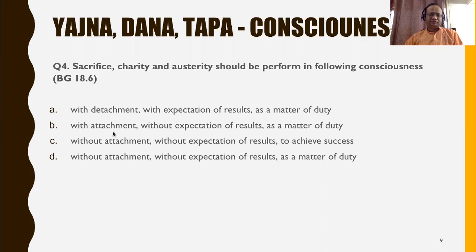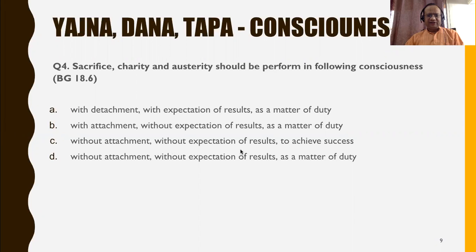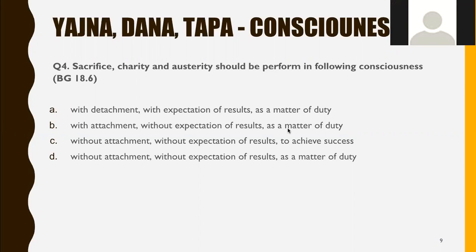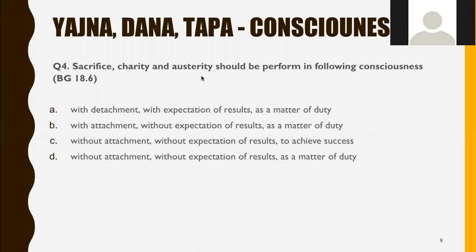With attachment, if we do, that is not what the recommendation of the Lord is. Without expectation of result is correct, as a matter of duty is correct. So B is not the right one. C means without attachment is okay. Without expectation of result is also okay. And to achieve success. To achieve success is not the same as a matter of duty. So only if we are going to achieve success, then only we do sacrifice, charity, austerity.